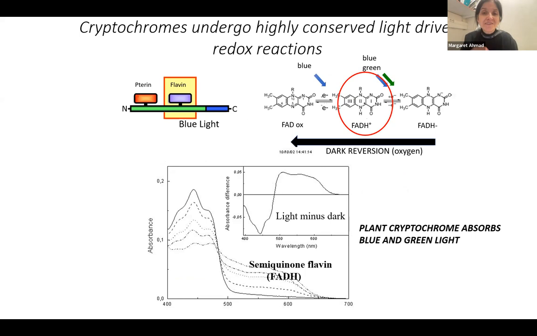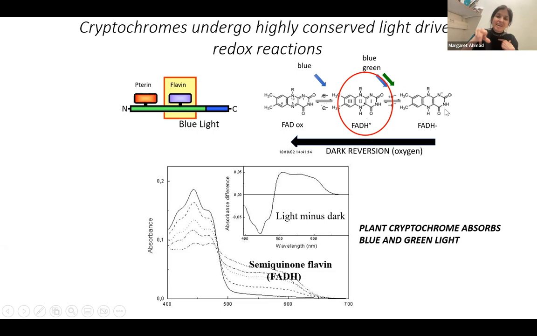On the right, as we heard, so I can go a bit quickly, cryptochromes, this plant and Drosophila, the light-sensing cryptochromes, undergo redox reactions. So the dark form is oxidized. Blue light induces the radical state, the radical redox state. And then blue plus green light from the radical will induce the fully reduced redox state. That redox state is spontaneously reoxidized in the dark in the presence of molecular oxygen to form oxidized flavin.